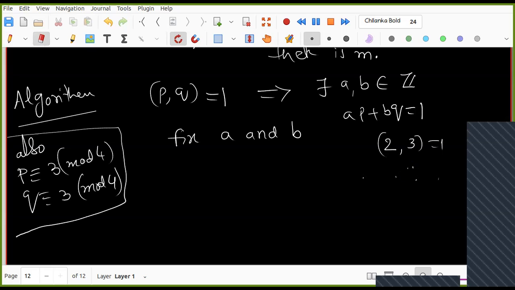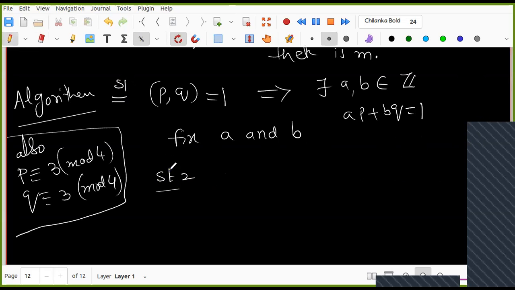Yes. So that's why you are fixing now. So you know the GCD of P and Q is 1. So there exist A and B that we know by Bezout's identity. So then I'm fixing A and B in this algorithm, right? Once you fix that, then compute. This is step 1. Fix A and B. Now step 2.